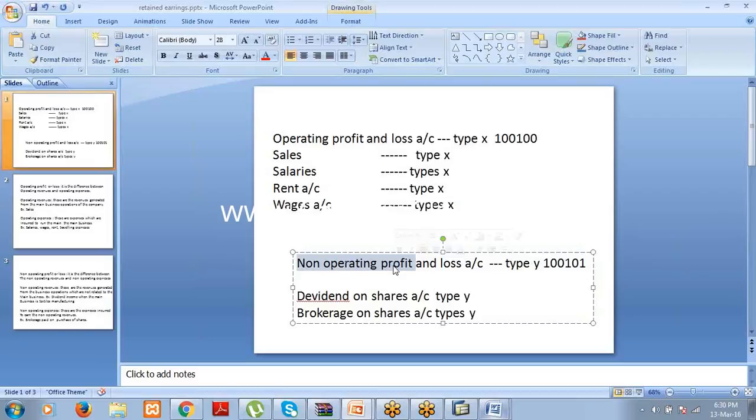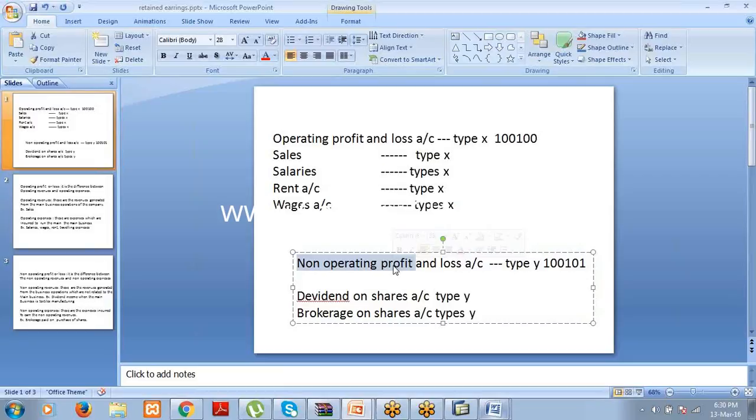Suppose, for example, of course, this is only an example I'm telling you. It never exists in real time. It is only an example to make you understand the concept. Let us assume that in the financial statements, you have to display trading profit separately, operating profit separately, and non-operating profit separately. In that case, we have to maintain three profit and loss account types. Trading profit and loss account, let us say type X. Operating profit and loss account, type Y. Non-operating profit and loss account, type Z.